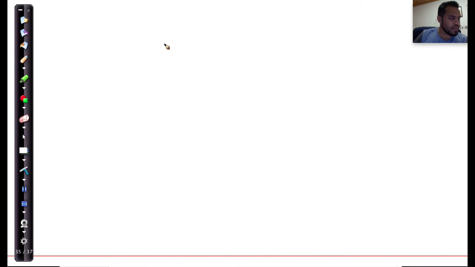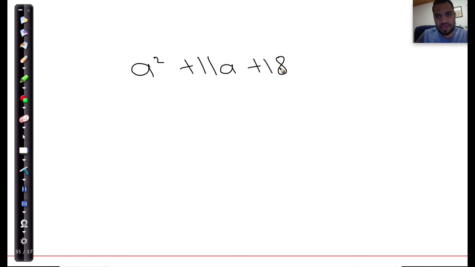Let's try one more example and then you can do an exercise. Right, so I'm going to say a squared, and I think at this point in time you can try this one on your own. It's a squared plus 11a plus 18. Okay, well, factors of 18, in other words, what times what will give me 18, but when I add them I must get 11.